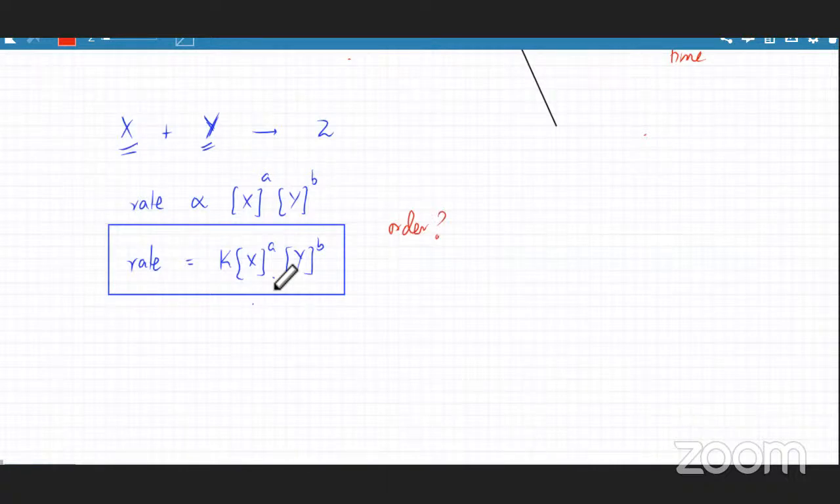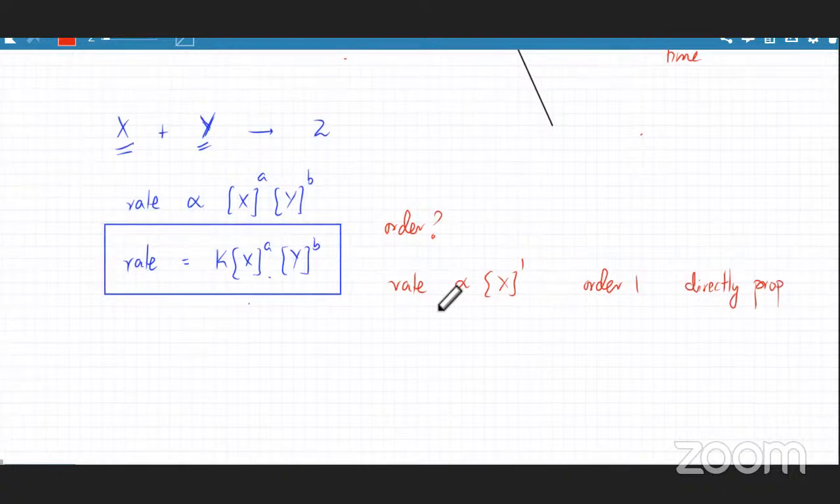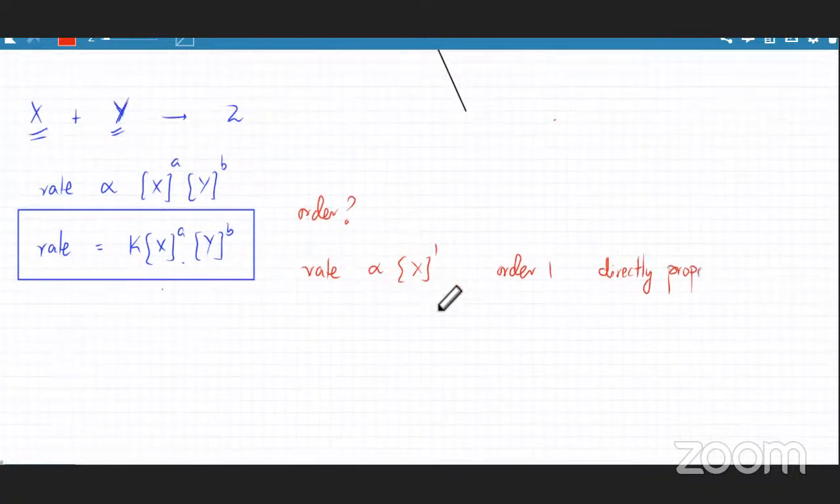For example, we say that rate is dependent on the concentration of X, and the power is 1. That means it's directly proportional: if you increase the concentration of X, then the speed of the reaction would increase proportionally. If you double the concentration of X, then the rate of the reaction would also double. So that's order 1. That means it's directly proportional.